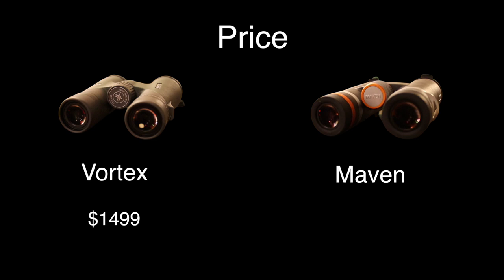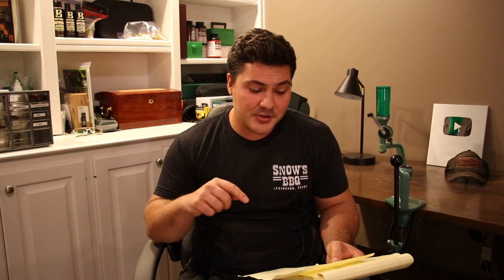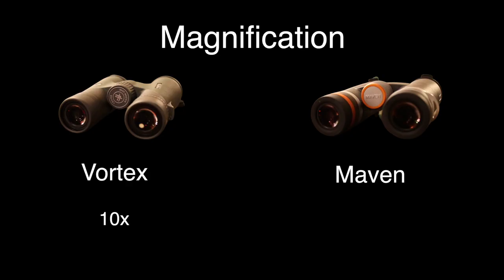The Vortex Razor UHD has an MSRP that's over $2,000, but what you're actually going to pay for them is about $1,499, so $1,500 for those. The Maven B2s, if you get the same power as I have, the 11 power, you're going to spend $1,100 on those.